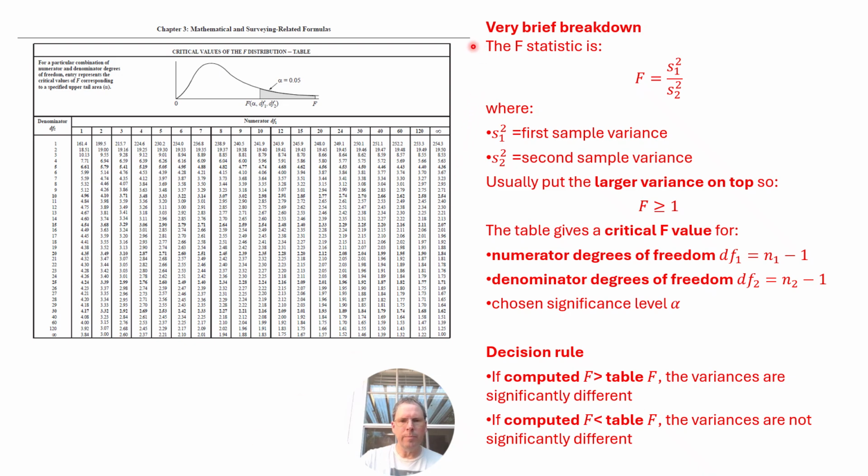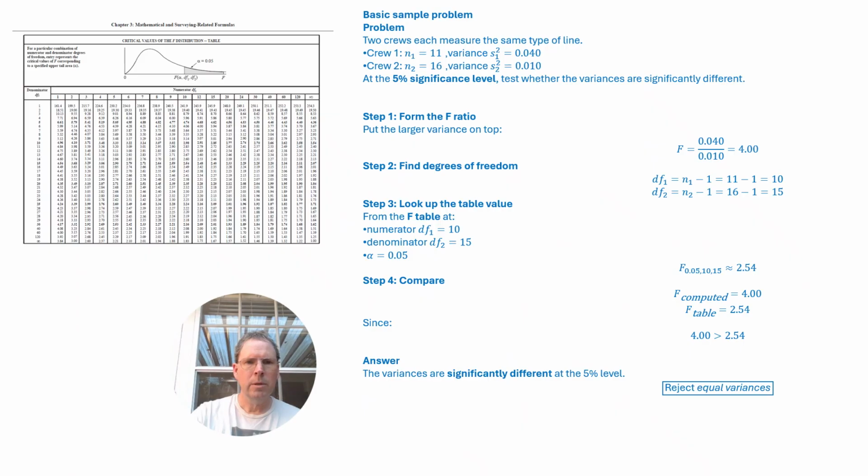A very brief breakdown, the F statistic is this setup here, first and second sample variance. You usually put the larger variance on top, so it's greater than 1. And you get your degrees of freedom, so you get a decision rule. If computed F is greater than F table, variances are significantly different. If computed F is less than the table F, the variances are not significantly different. We can do a basic sample problem.